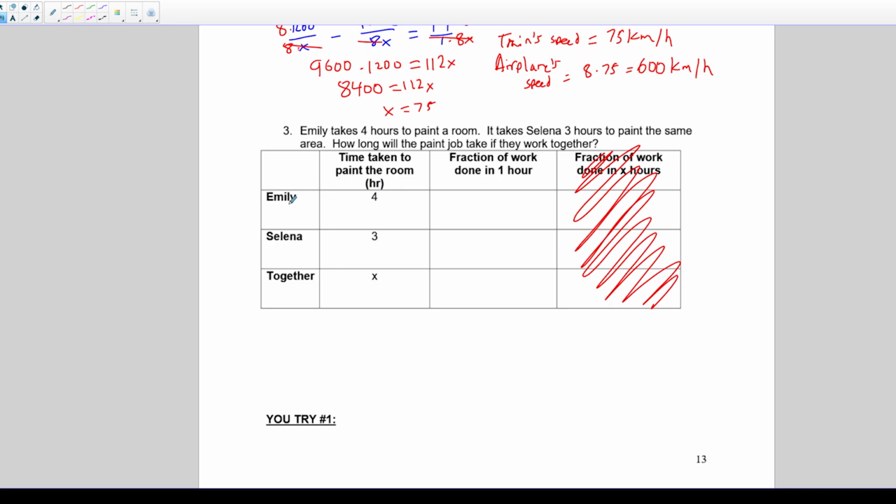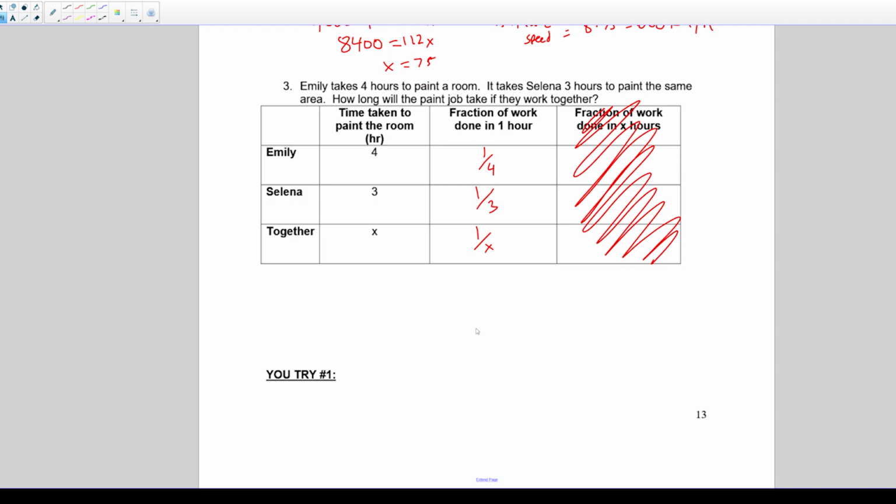So it's important to see here that if Emily takes 4 hours to paint the room, the fraction of work that Emily gets done in 1 hour is going to be 1/4 of the total work, right? Because if it takes 4 hours, in 1 hour, they're doing 1 out of 4 hours of work. Same thing with Selena. She takes 3 hours, so in 1 hour, she does 1/3 of the total amount of work. And thus it follows that together, we know that they take X hours. So the fraction of work that they do in 1 hour is just 1 over X.